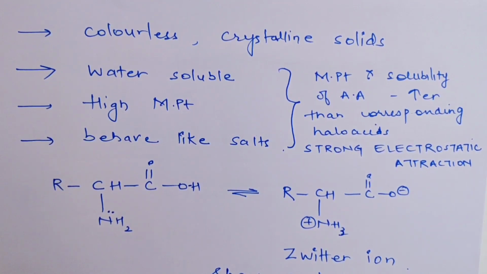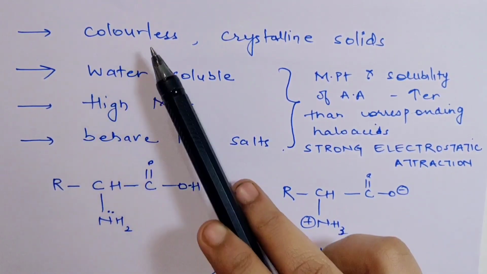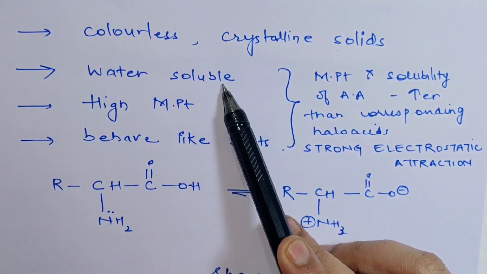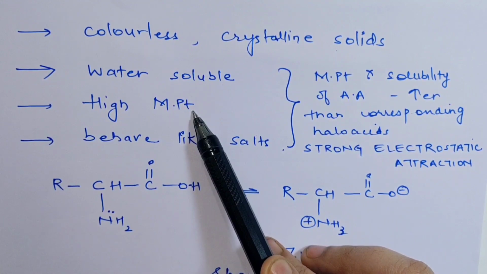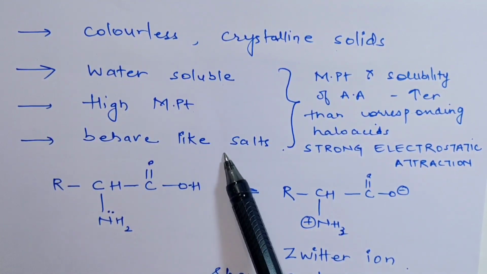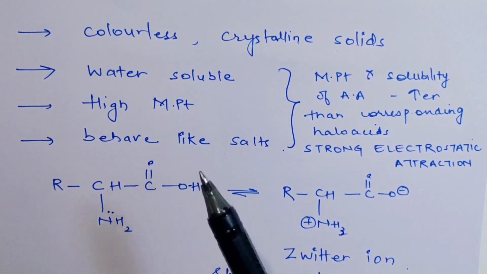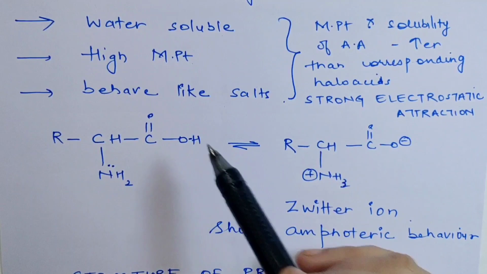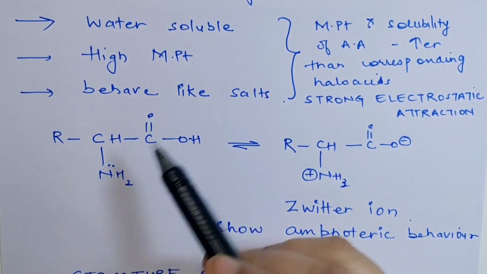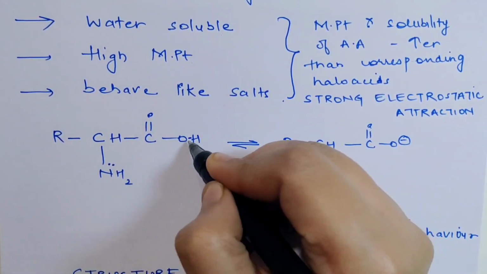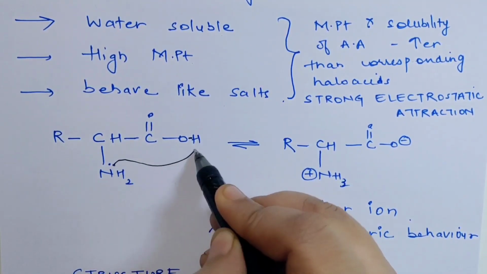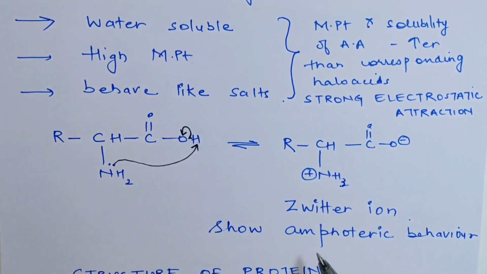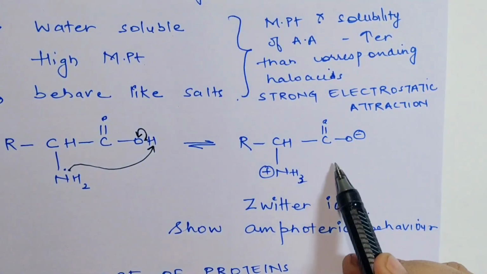Talking about the general properties of amino acids, they are colorless, crystalline solids. They are water soluble, they have a high melting point, and they behave more like salts than amines or acids. Now why is that? It's because amino acids have an acidic group as well as a basic group, so what happens is that the lone pair on nitrogen abstracts this proton and the 2 electrons shift to oxygen here, and it gives us this structure.